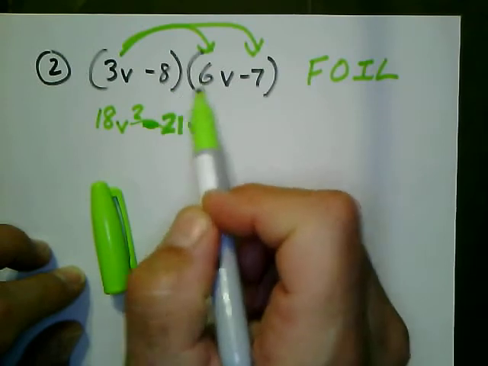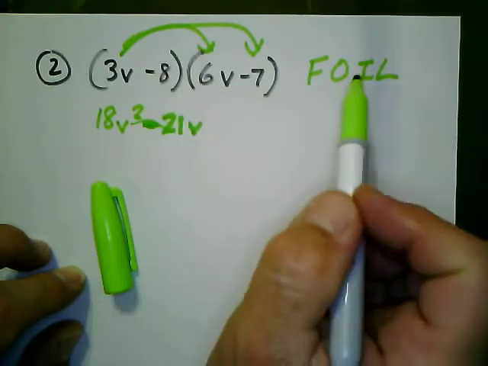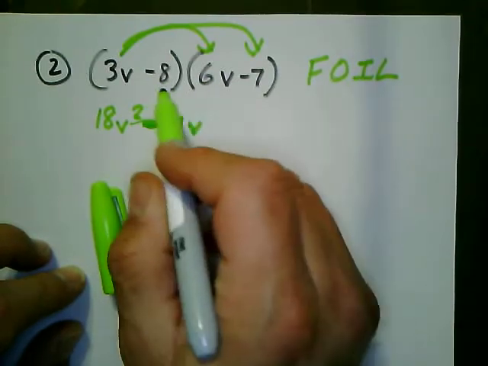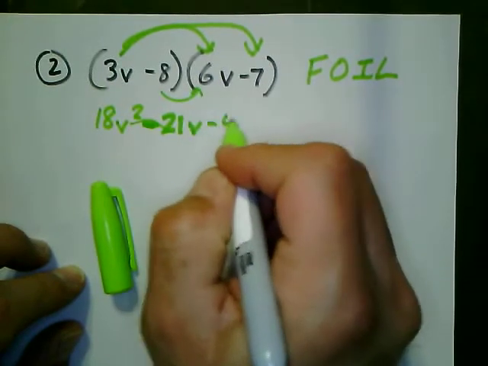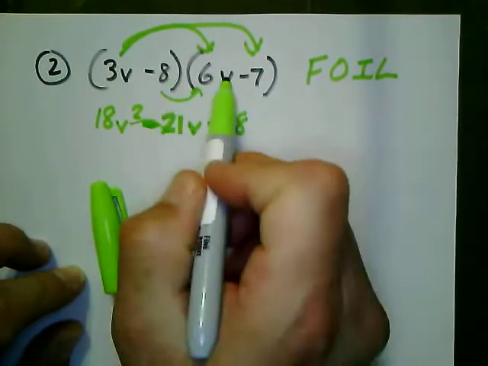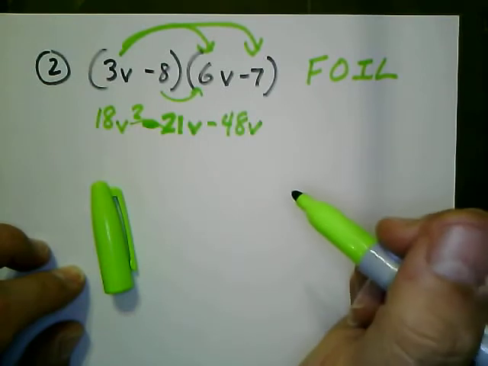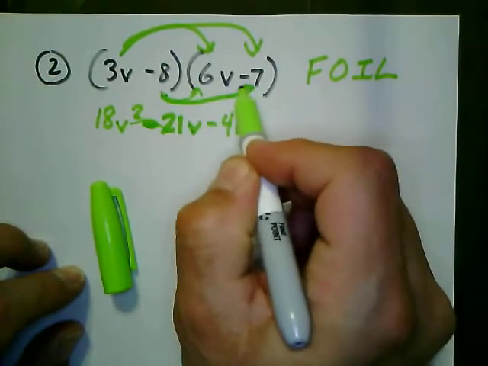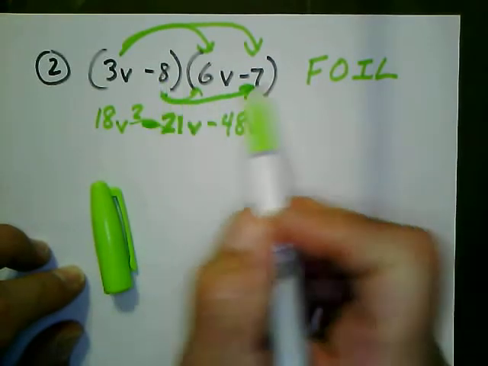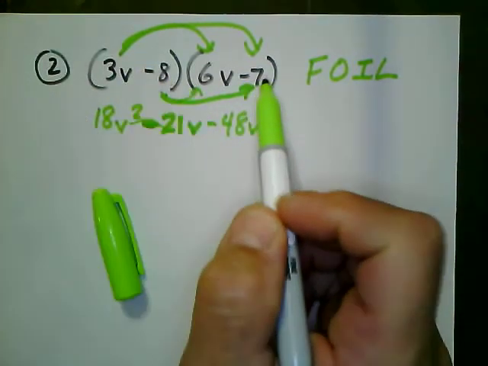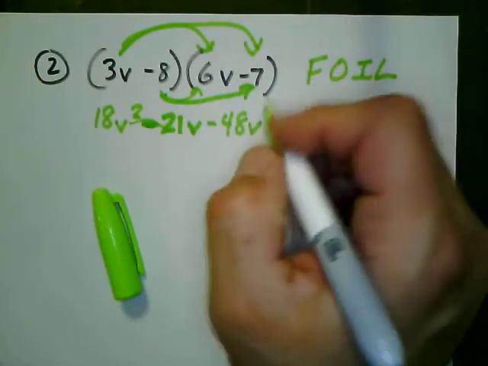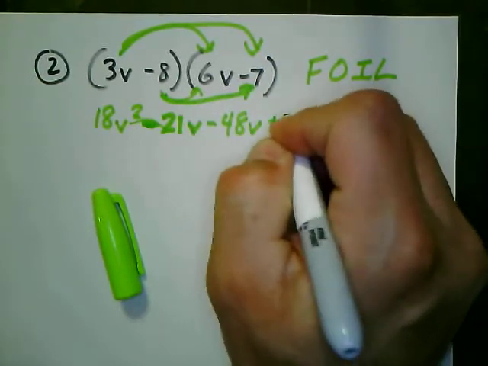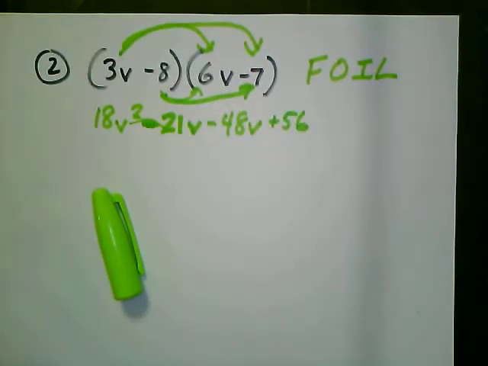Now we're going to look at the insides. There's that FOIL part. So negative 8 times 6 is negative 48. No v, 1v. So it's just 1v. And then the lasts. That's what the L stands for. The last ones in each parenthesis. Negative 8 times negative 7 is 56.